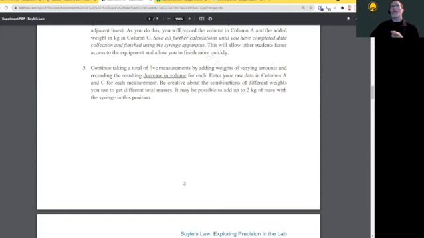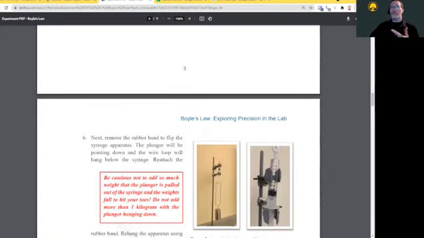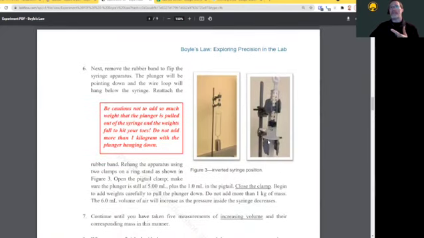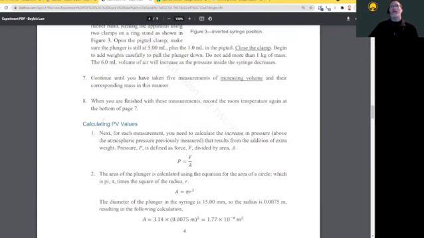And then we flip the syringe over so that it's now hanging upside down. And now when we hang the weights from it, we're pulling that syringe open. So 5 measurements with increasing volumes. And the reason I'm pointing this out is because we have to do the math a little bit differently. So I'll show you that in a second. You're then going to go through and calculate PV values. And so we have to calculate pressure first.